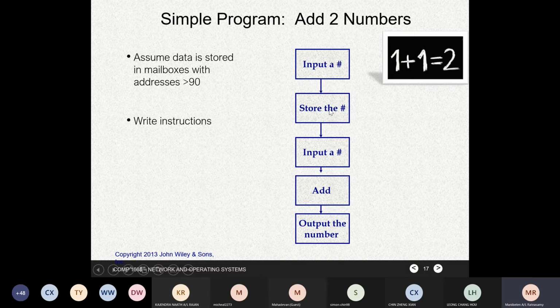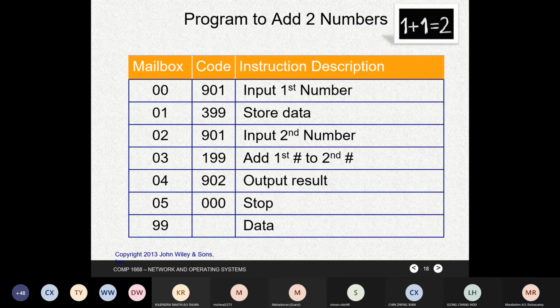Input one number, store the number. Input second number, we add those two numbers and display the output. I hope all of you can follow this, very simple add two numbers program. So let's look at that in a more mnemonic or systematic way, by using mailbox, code and instruction description. In your exam, this is what they will give you.